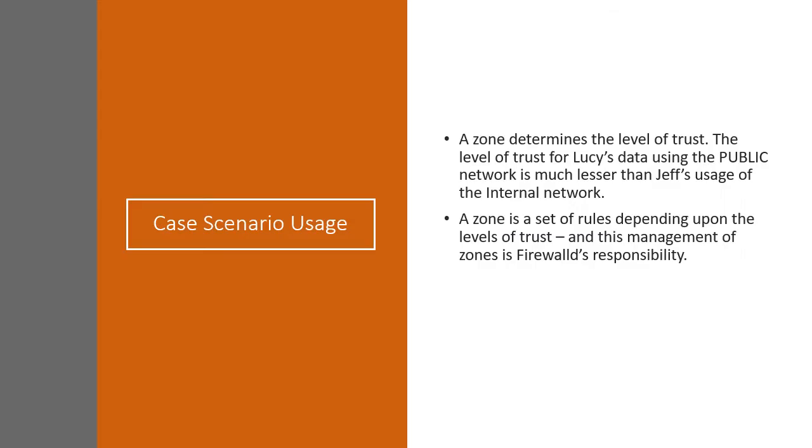A zone determines the level of trust. The level of trust for Lucy's data communication using the public network is much lesser than Jeff's usage of the internal network. A zone is a set of rules depending upon the levels of trust, and this management of zones is Firewalld's responsibility.